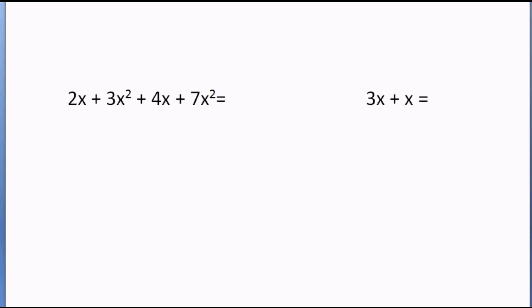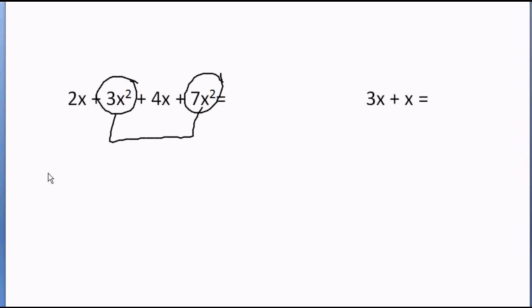Okay, the next problem. I have 2x plus 3x squared plus 4x plus 7x squared. These are all not like terms. X squares can only be added with x squares. Remember, the stuff after the number, the letters and powers and everything after the number, has to be identical for you to add them together. So I can add x squares with x squares. These two can be added.